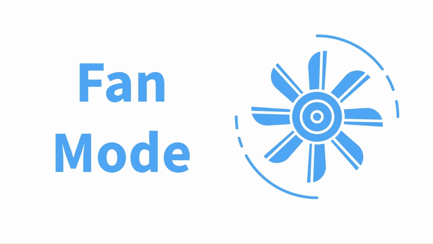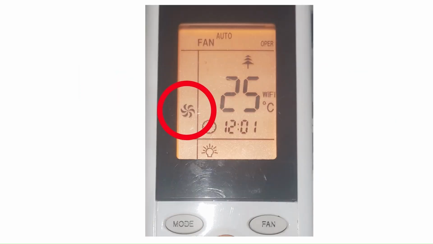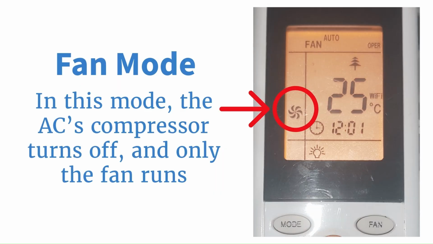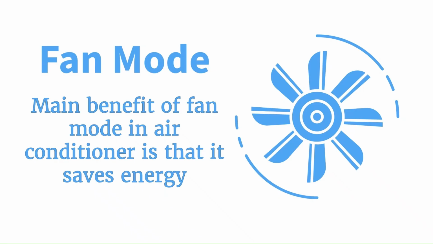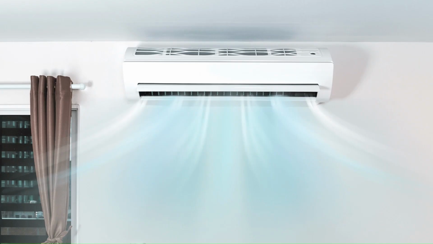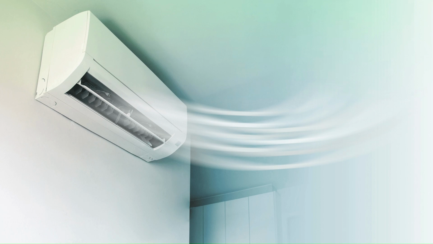The next is the fan mode. Its symbol looks like a fan. In this mode, the AC's compressor turns off and only the fan runs. It's useful for simple air circulation. The main benefit of using the fan mode in ACs is that it saves energy because the compressor doesn't run. However, it doesn't provide cold air because it only moves or blows air around.